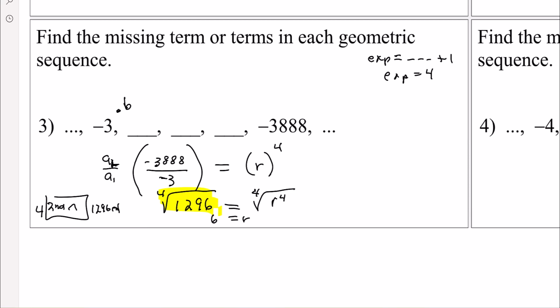Negative 3 times 6 is negative 18. Negative 18 times 6 is negative 108, times 6, negative 648, times 6, yep, negative 3,888. So we have the correct answer.